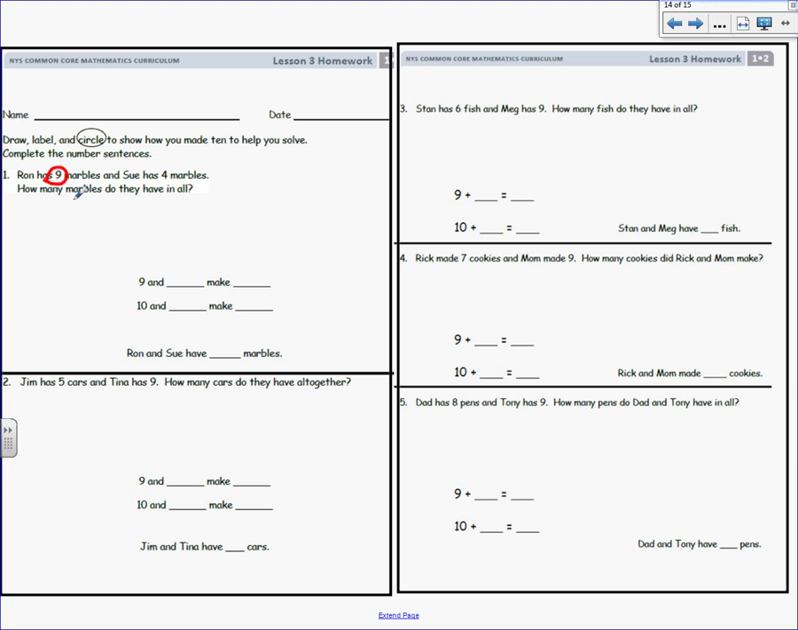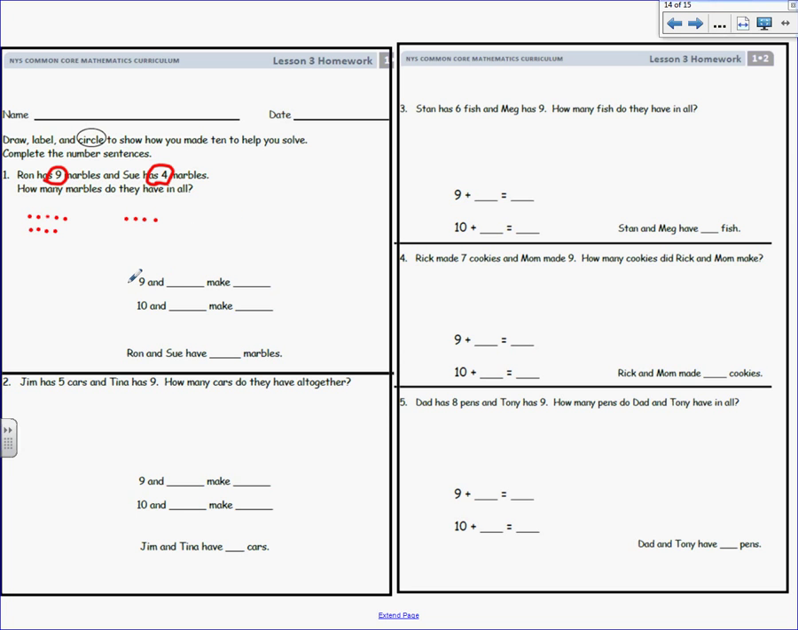For number one, it says Ron has 9 marbles, Sue has 4 marbles. So what I would like them to do right now is just make 9 dots to show the 9 marbles, and I want them to do it in the base or 10 frame way, which is 5 on the top and then the rest on the bottom. So that's 9, and then they need to make 4 dots on this side.